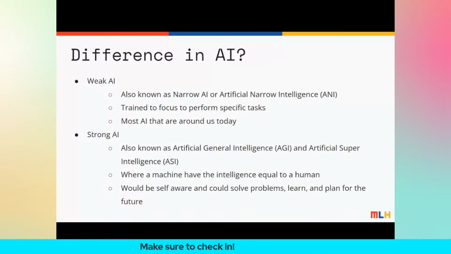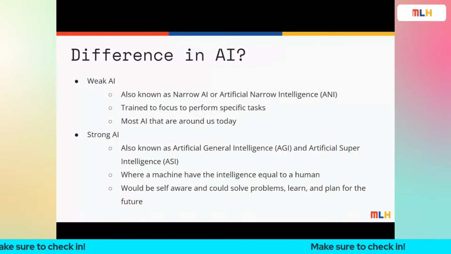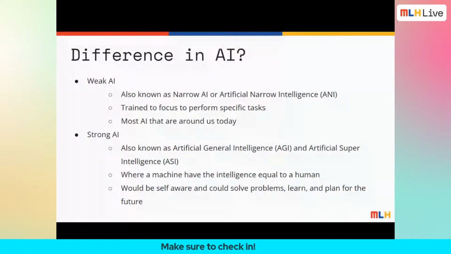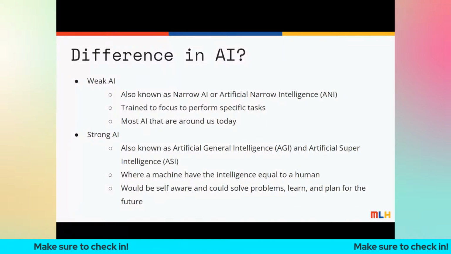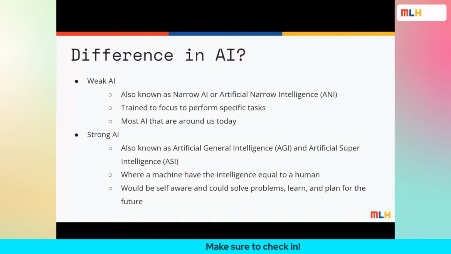One of the ones I didn't list here because it kind of blends in with strong AI is also known as general AI. General AI and strong AI kind of blend together, but essentially, general AI, or also strong AI, is also known as artificial general intelligence or artificial super intelligence. The differentiation is there. Artificial general intelligence essentially is where the machine has an equal level of cognitive function across a variety of domains, right?